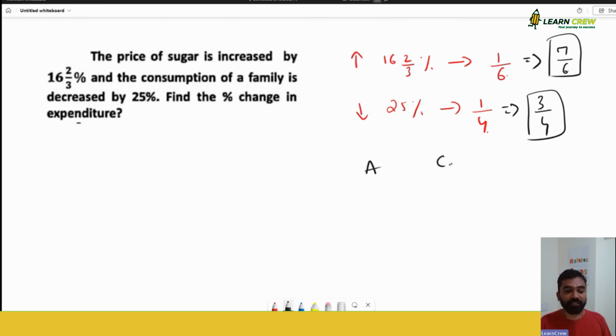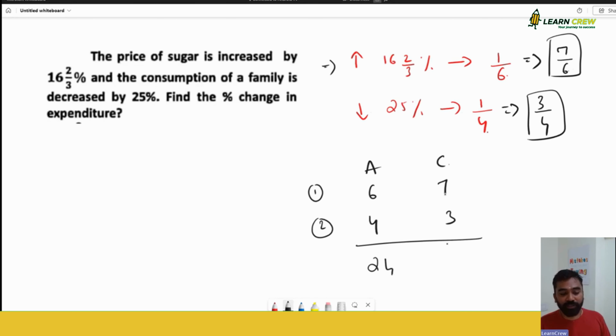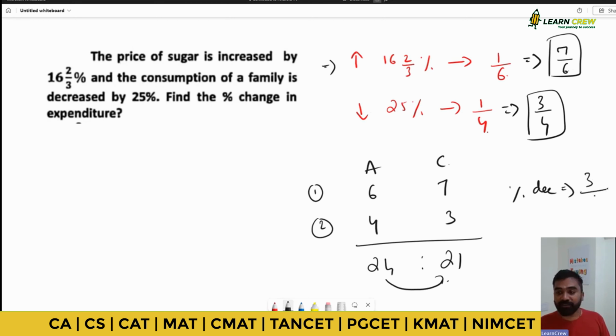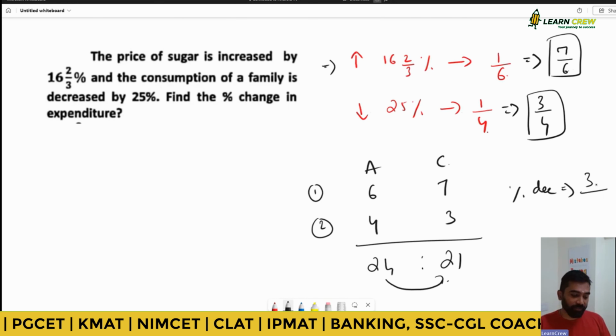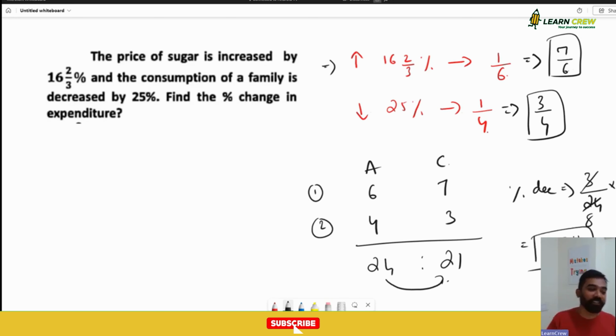Now actual and changed. What is the actual in the first ratio? 6. What's the change in the first ratio? 7. What's the actual in the second ratio? 4. What is the change here? 3. So 6 into 4 is 24, and this is going to be 21. So there is a percentage decrease. If there is a percentage decrease, it's going to be difference divided by which number? The higher number. So 3 by 24 into 100. What is 1 by 8? 12.5% is the answer.